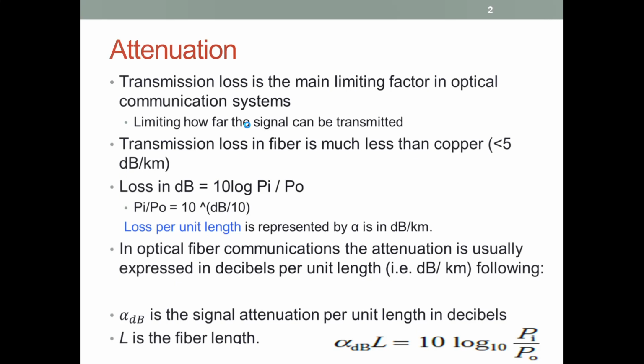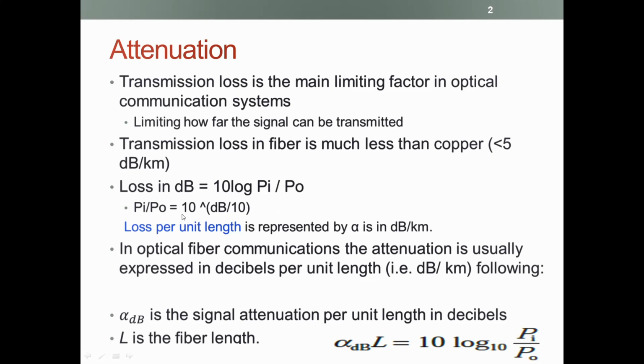This is quite a hindrance when transmission is happening, limiting how far the signal can be transmitted. Transmission loss in the fiber is much less than the copper. When I talk about copper, it is the copper cable. So loss in decibel can be calculated as 10 log input power by output power. So this is what you need to remember. The formula is going to be there for a few slides here.